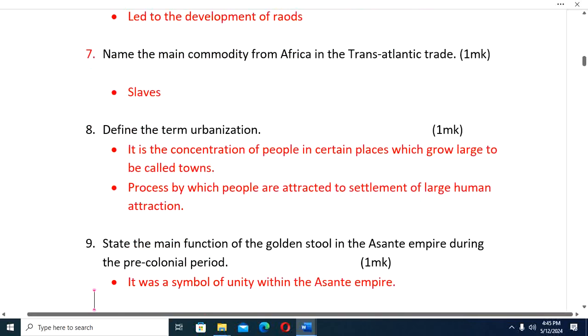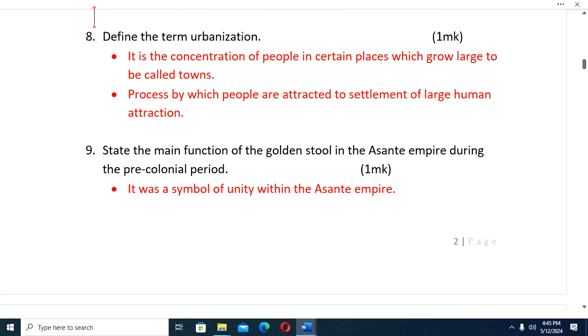Number 7, you're told to define the term urbanization. Urbanization is the concentration of people in certain places which grow later to be called towns. Urbanization also is the process by which people are attracted to settlement of large human attraction.